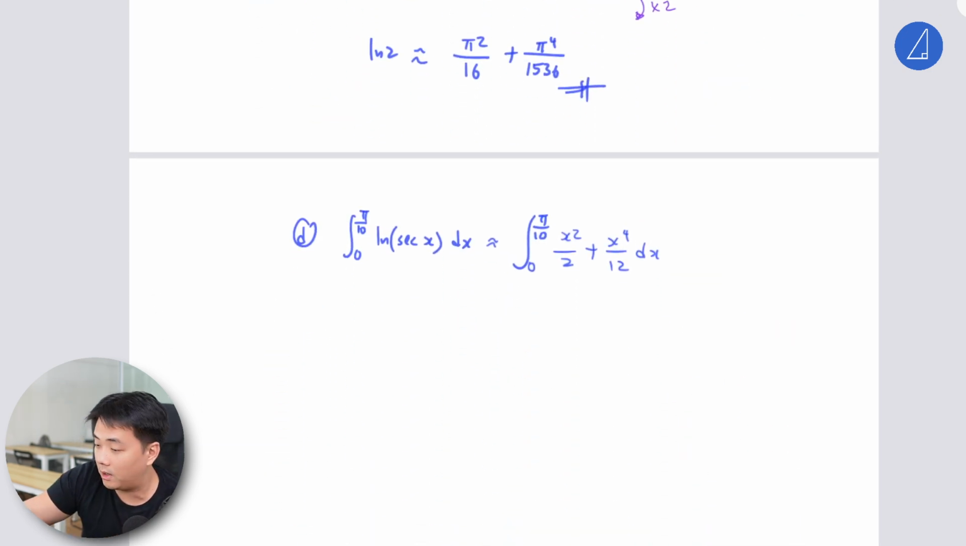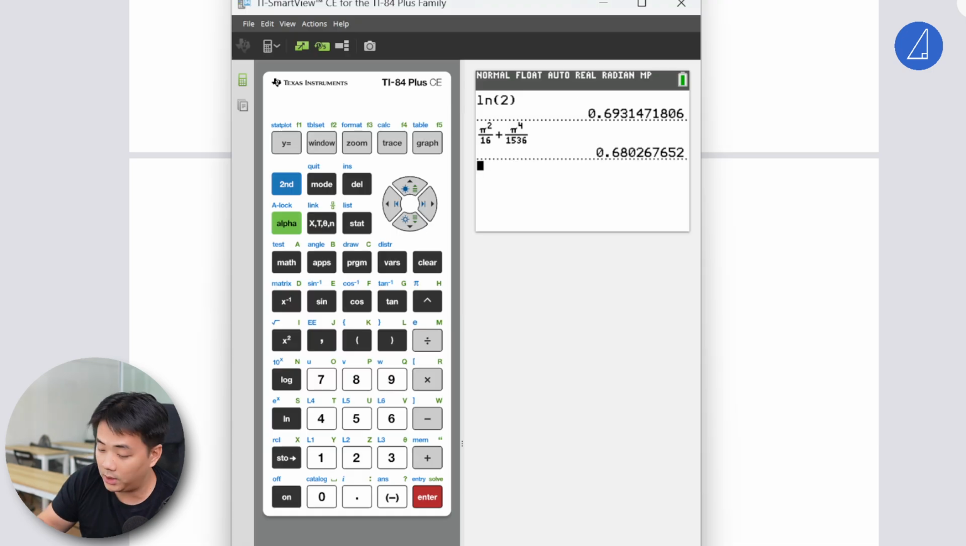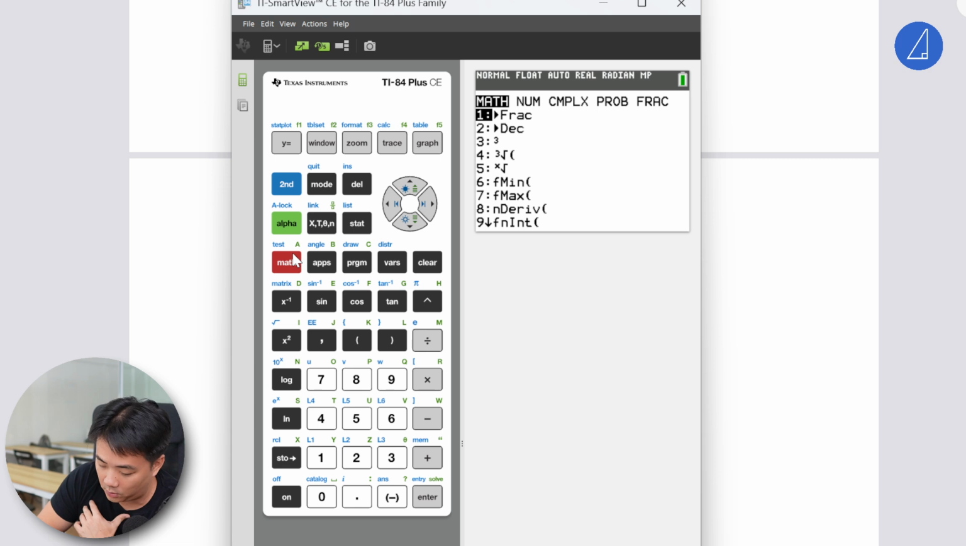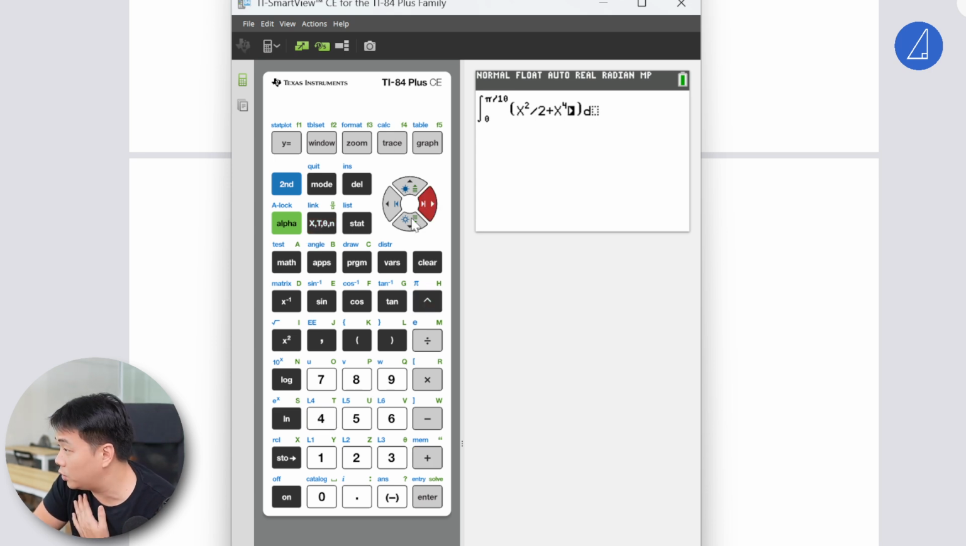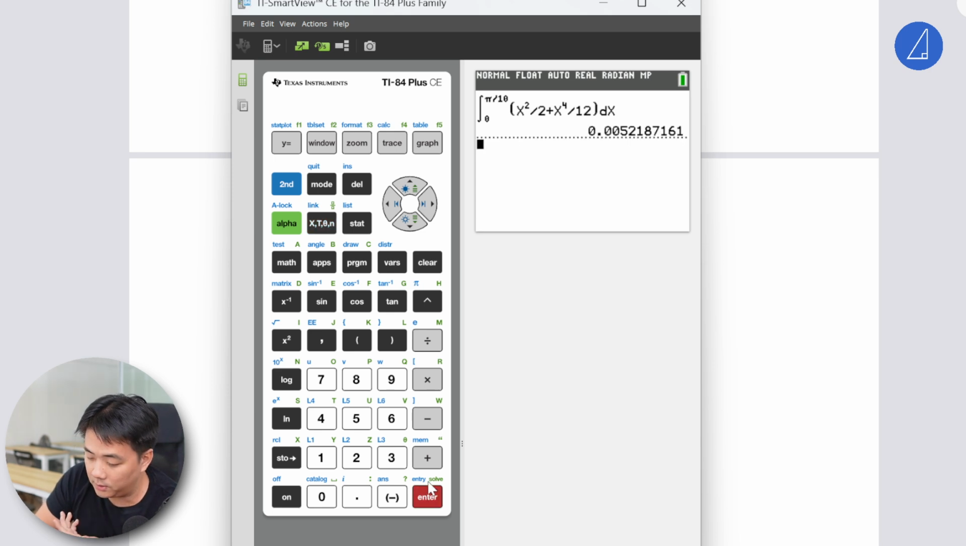So we just key in calculator here. Bring out your GC. What you need to do is just press math, then go to number 9, function integral there. Then you just key in the values here. So here I'll have 0 to pi over 10. Then I'm going to key in the values there, which is x squared over 2 plus x to the power 4 over 12, and put the x here. Okay, then key in. There you go.